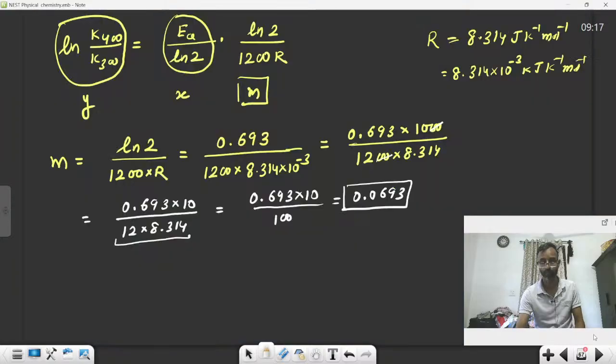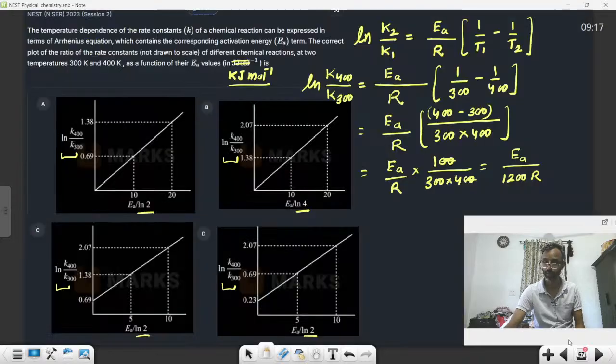Reason being, natural log of k 400 upon k 300, it is y, that is power 1. EA upon natural log of 2, it is again power 1. So it is a straight line graph passing through origin. All the graphs are passing through origin except C and D. So C and D are not correct options. So they are cancelled. We are left with these two.